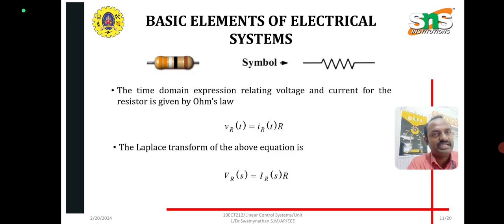Again, the basic elements: you need to understand the resistor. That is the one mainly considered. Based on the color coding, you must know the resistor values. VR of t is equal to IR of t into R, so V is equal to IR. In the Laplace transform, VR of s equals IR of s into R. So the time domain is converted into the s domain, that is called the Laplace transform.